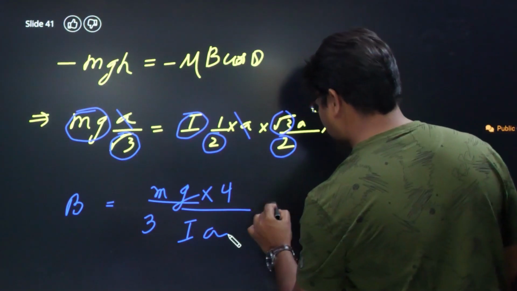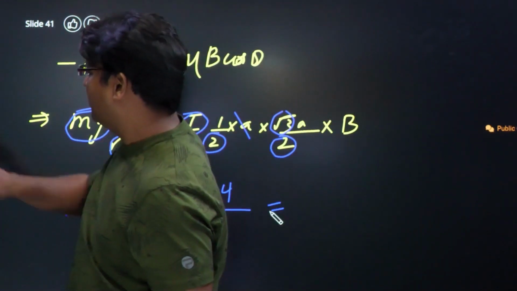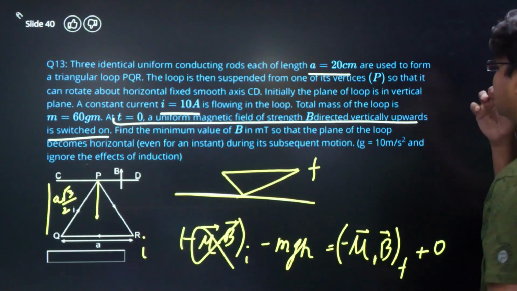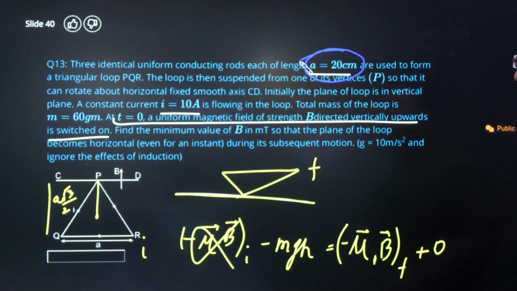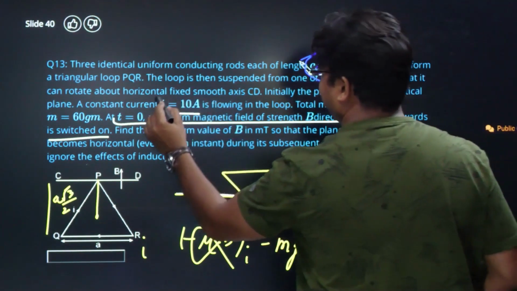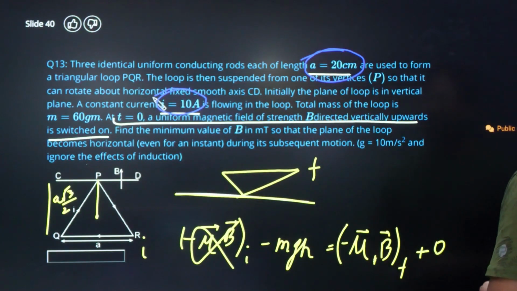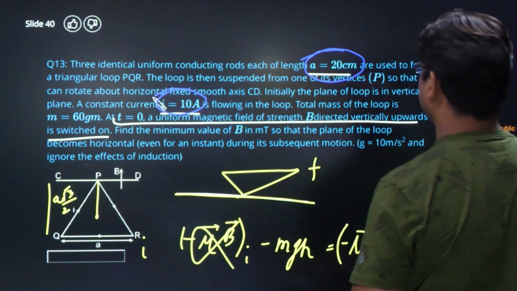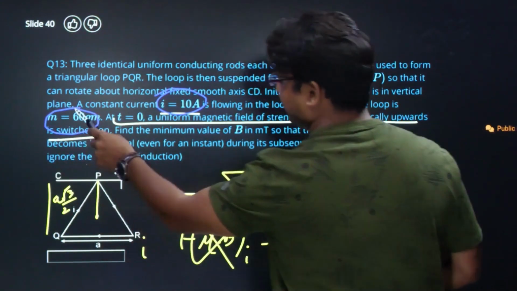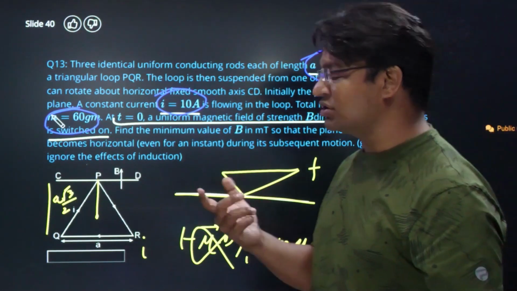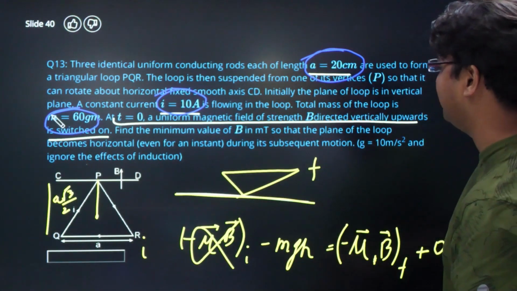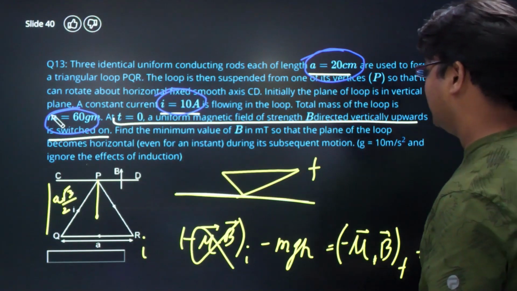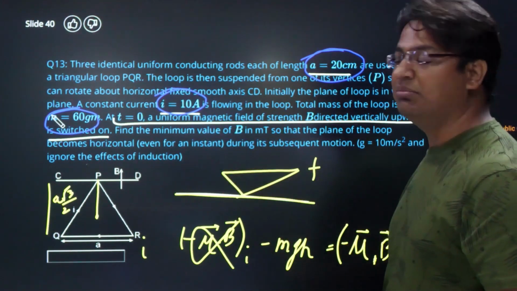Okay, so let's do that. So mass, how much was the mass? It says side length A is 20 centimeter. Current is 10 ampere. Mass is 60 gram. Total mass of the loop is 60 gram. Here there may be a trick, like the question may give you the mass of one rod, so you have to calculate that. Here we have been given the total mass, so we are happy with it. And we have to calculate the value of B in millitesla.